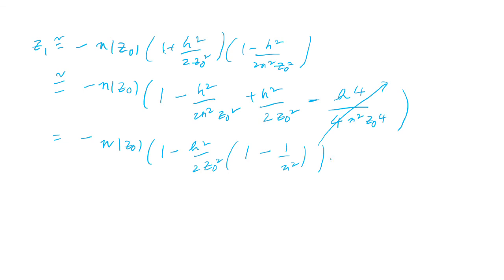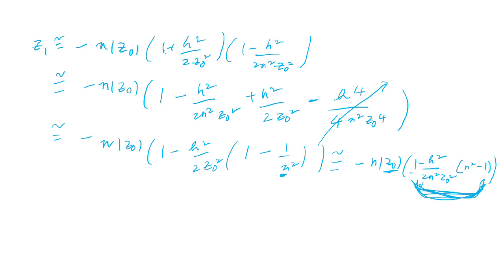Or I can write this further. Again, this is an approximation because we're ignoring higher order terms. So minus nZ0 times 1 minus h squared, I'm going to pull this n squared right out, so I would have 2n squared Z0 squared, and here I would have n squared minus 1, right? So this is the expression for Z1, right? So you have Z0 times 1 minus something, right? So this extra term that you're seeing is what we call the aberration.